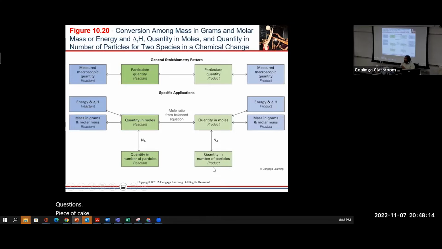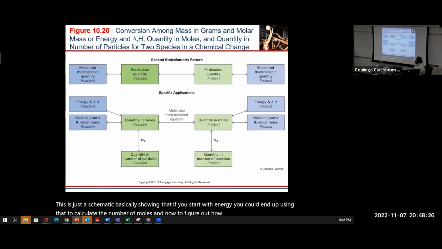Okay, so this is just schematics basically showing you that if you start with energy, you can use that to calculate the number of moles, and then figure out how many moles of product you're going to generate, and then how much energy the product is. So this is just expanding our table.